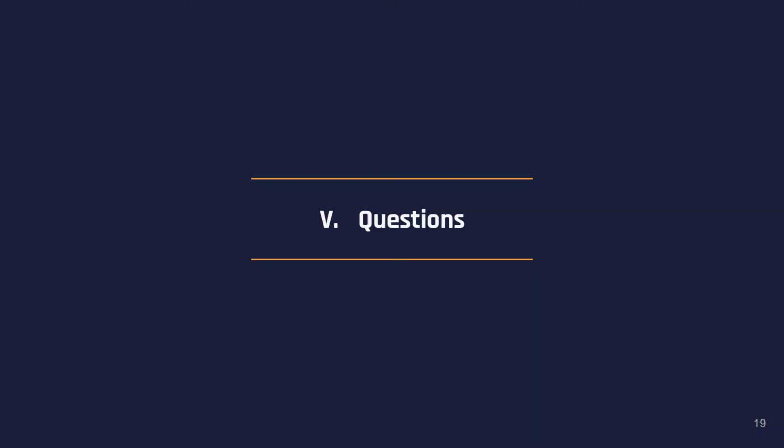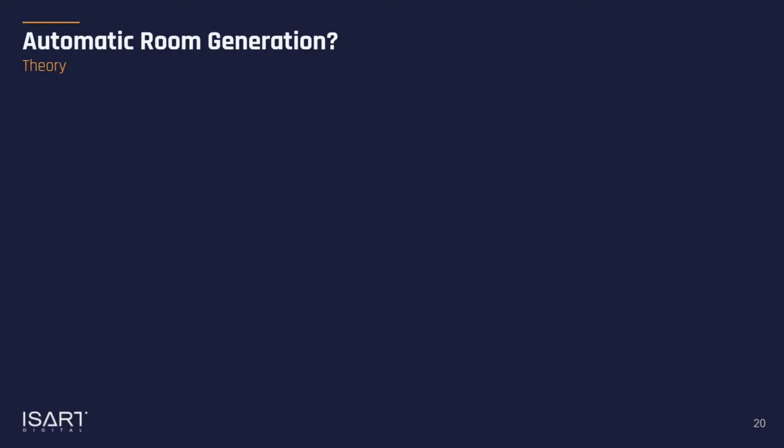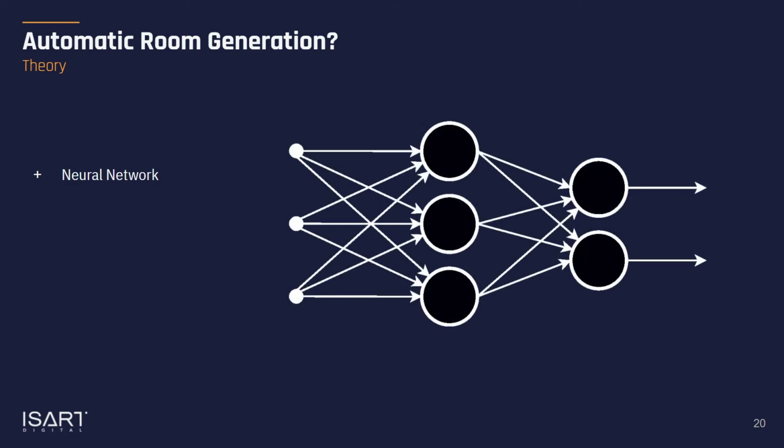I will now go through one usual question. Can we make the room generation process fully automatic? In theory, it can be achieved by using a neural network. We could use all the rooms already generated as data for supervised learning, and then use the neural network to speed up the room generation. However, this new process will have to be split into two parts.